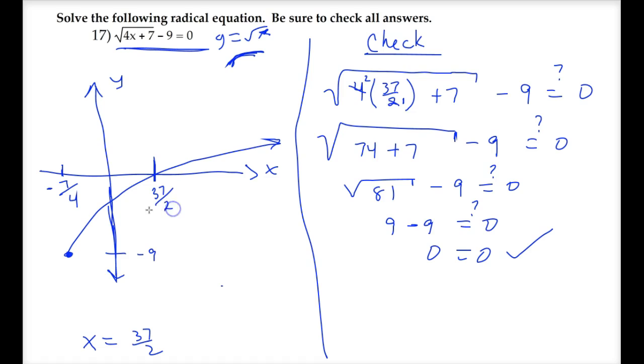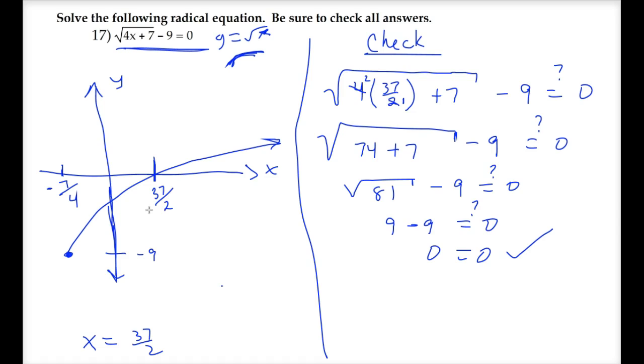And for us, we found out that that answer was 37 over 2, or 18.5. And so from that, we knew that we had to have one answer. And whatever that answer was, it has to be greater than or equal to negative 7/4, or negative 1.75.